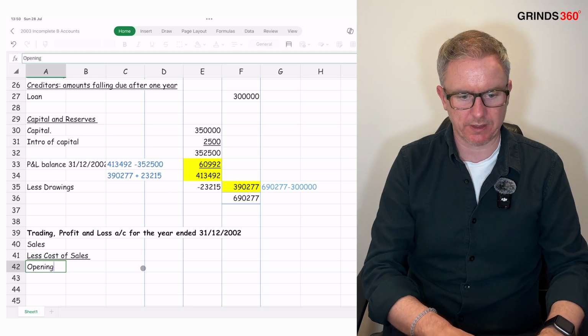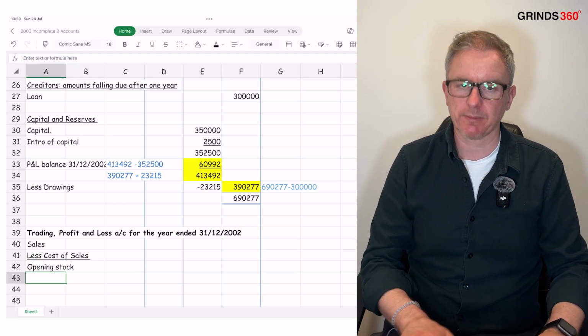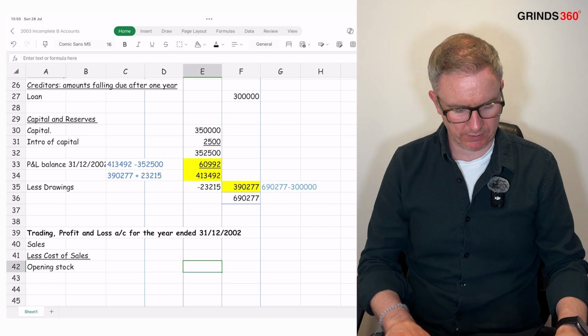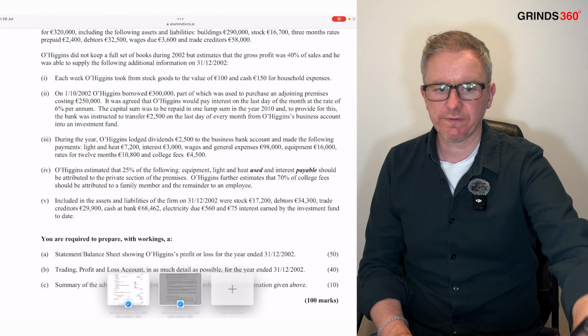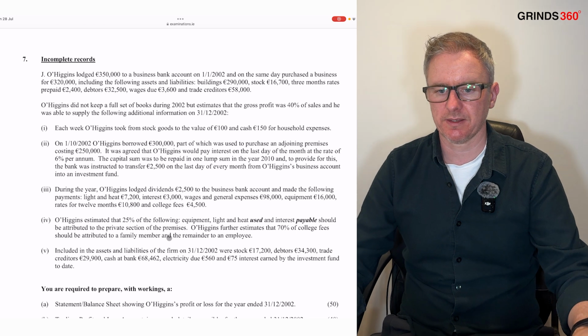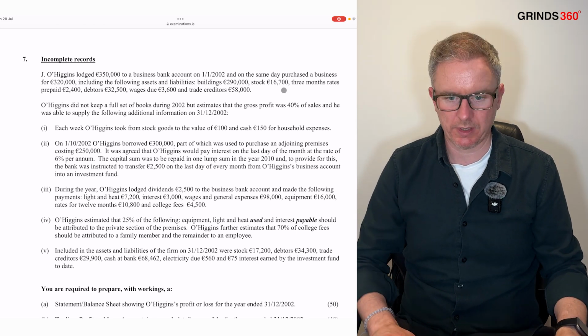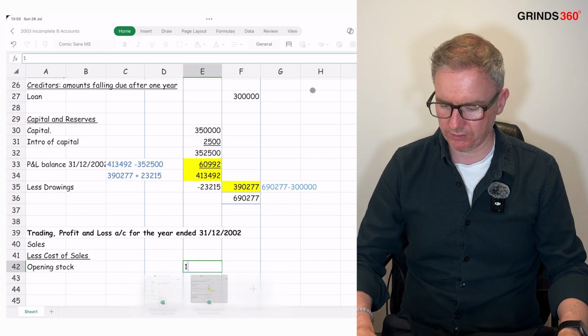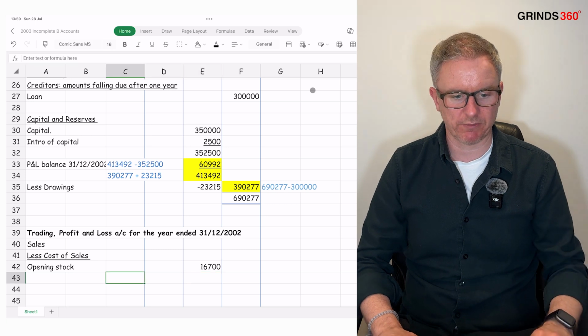So we have our opening stock. That'll be found in the narrative at the start of the question. So let's go back and check. So if there is opening stock when we bought this business, it's going to go in there. So there we can see it, the 16,700. So transfer it in, 16,700. If there's no opening stock, you just leave it blank.